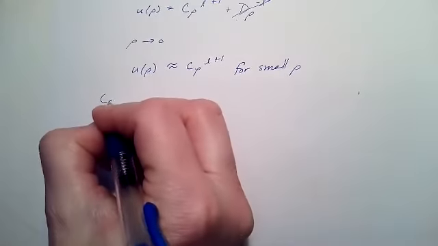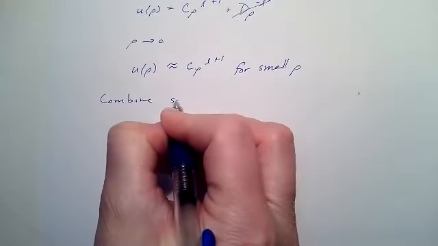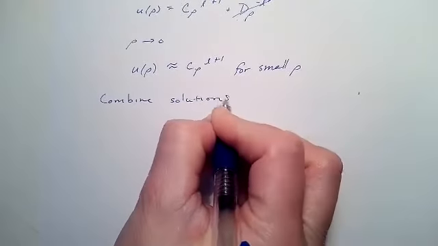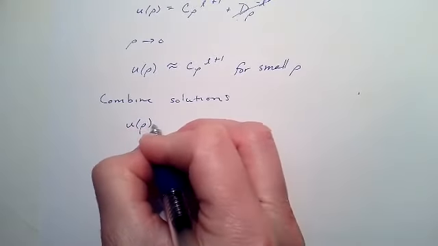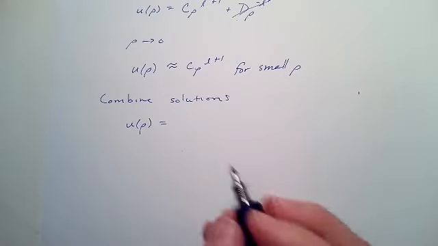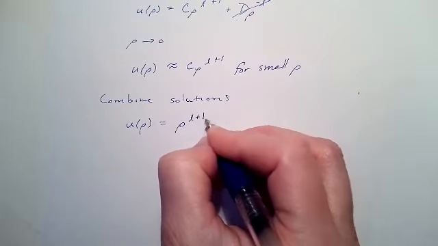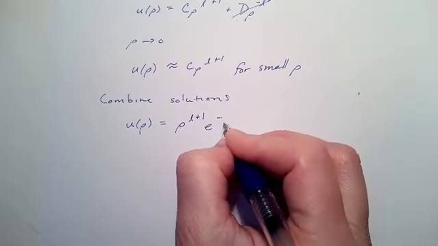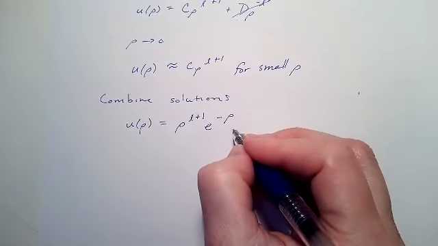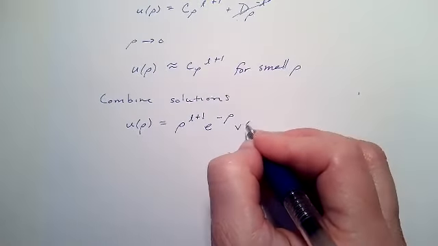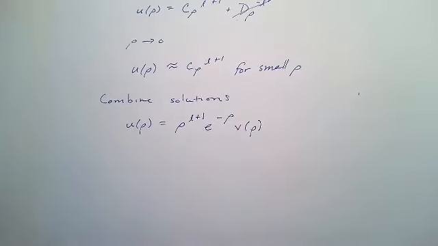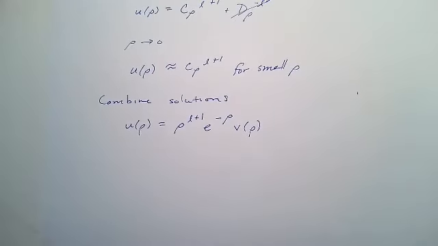So if we combine those solutions, we are going to try out a solution that looks like u as a function of rho is going to be rho to the L plus 1 e to the minus rho. And then, instead of a normalization constant A or C, we're going to use a v of rho. And we want to find whatever this function is.